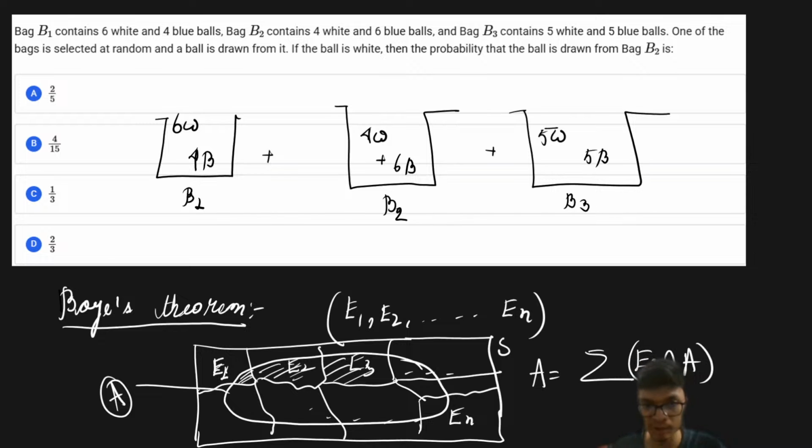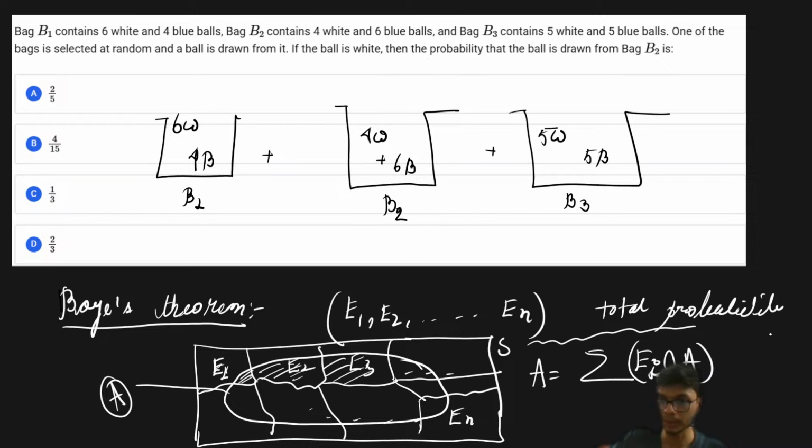Whenever I ask you what is the probability that a given event has occurred, if there are three possible cases, that is the statement of the total probability theorem. So this is basically the total probability theorem.